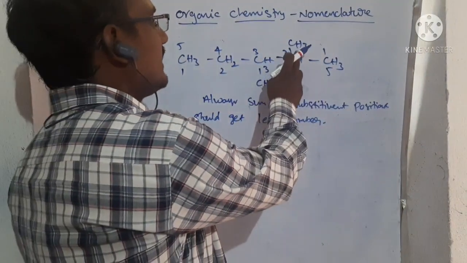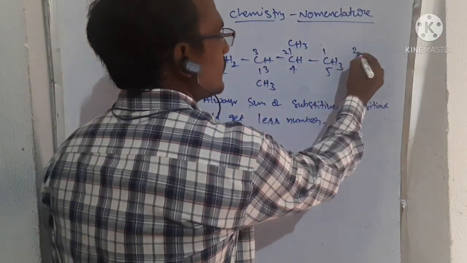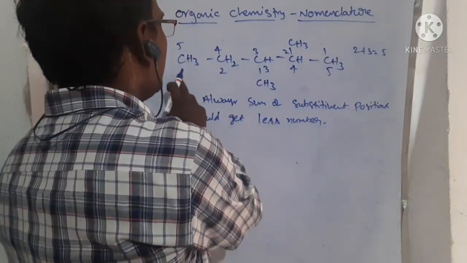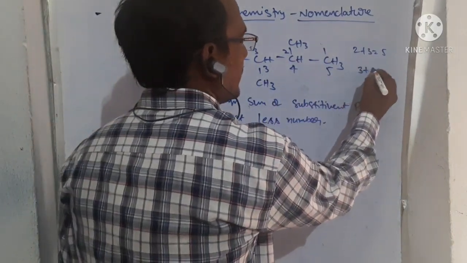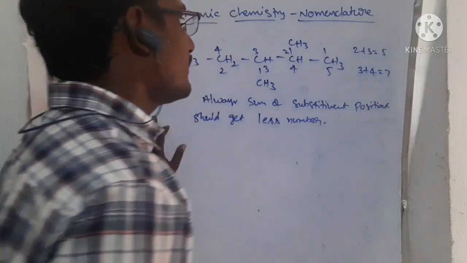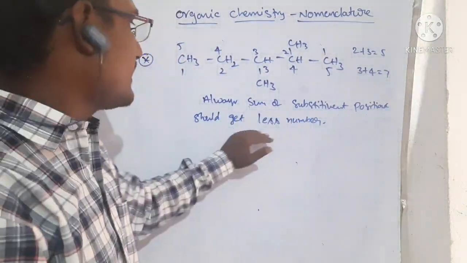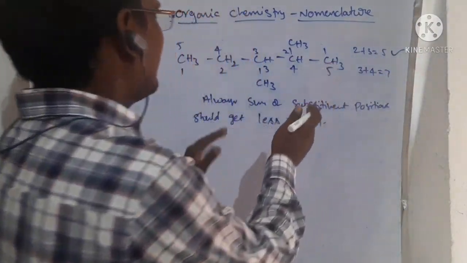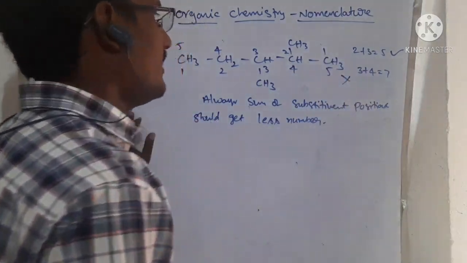So see here, it is the second position. In this way it is the second and it is the third. So 2 plus 3, that is 5. In this way, this is the third position, this is the fourth position. 3 plus 4, it is 7. So always the sum of substituent positions should get the lesser number. So the above one is correct. So the numbering from here to here is correct. So this is wrong.